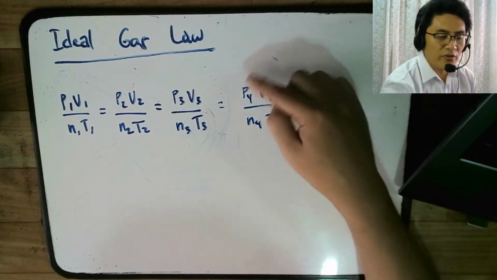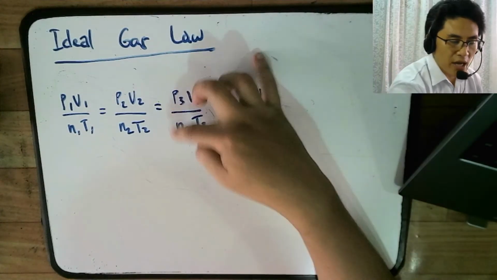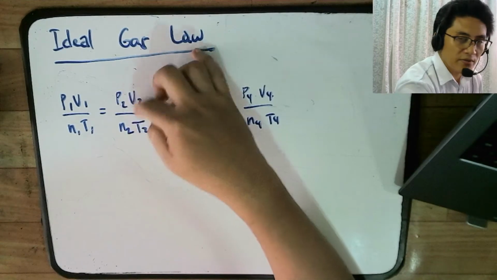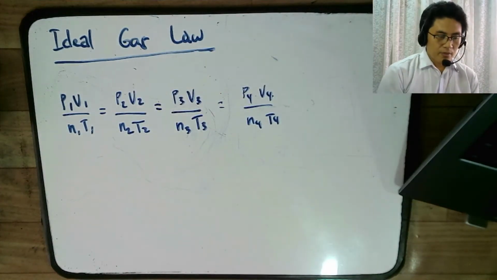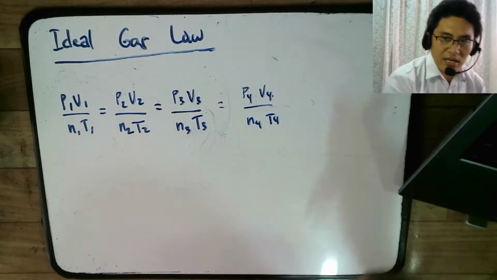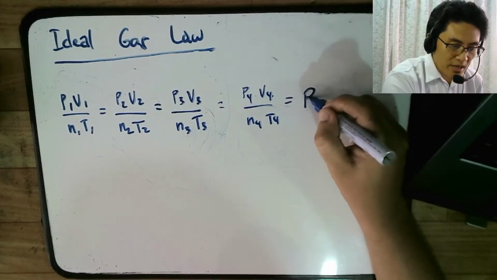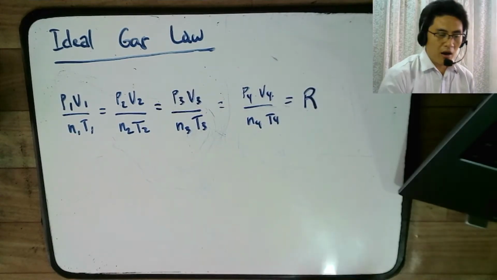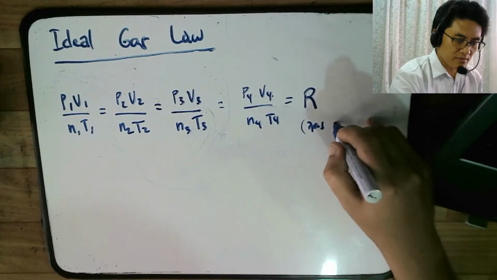Meaning whatever value this is, it is equal to that value, is equal to that value, is equal to that value. Meaning it must be equal to the same value, and that value will be represented with an R. R is what we call a gas constant.